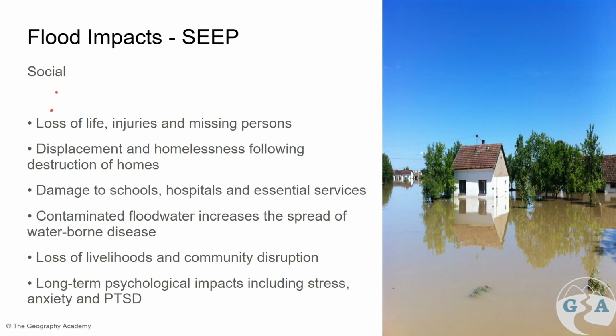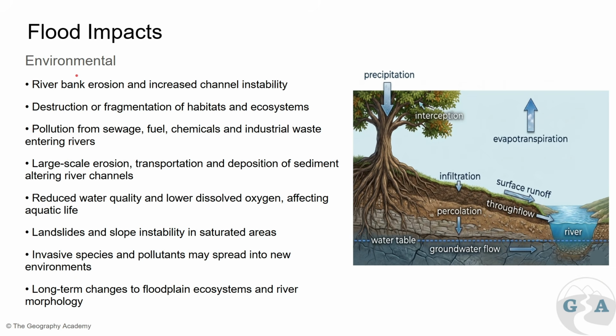So SEEP, social, economic. The second E is environmental. We look at riverbank erosion, channel instability, just talking about our systems there. Ecosystems, so all of the aquatic or close to the river ecosystems can be destroyed. You've got breeding grounds, things like beavers, birds, these sorts of things living close to the river and reliant on it can have their habitats or their food source destroyed as well, which is quite important. Pollution of sewage, fuel, chemicals all can run in surface runoff into the river or into the soil and then through the soil as throughflow.